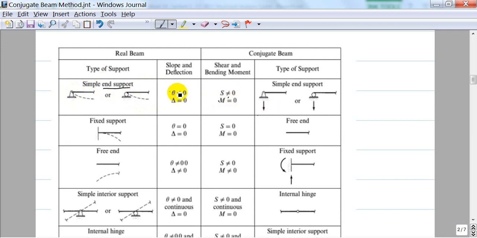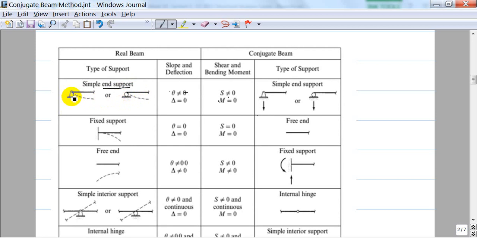So we are comparing the slope of the real beam with the shear force of the conjugate beam, and the deflection of the real beam with the moment of the conjugate beam. If you look at a simple support, either a roller or a pin, located at the end of a beam, then there is a slope here, but there is no deflection here because it is supported.